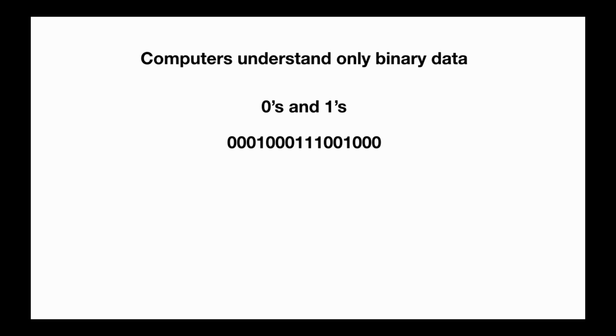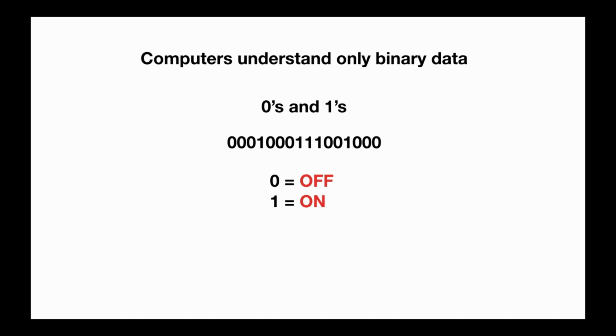And what exactly is this binary data? Well, zeros indicate the off state, and ones indicate the on state. So 0 0 0 1 0 0 0 1 1, all this sequence of zeros and ones indicates the status of a switch. A switch has two states: off and on. That's basically what binary data indicates. Zeros indicate off and ones indicate on.